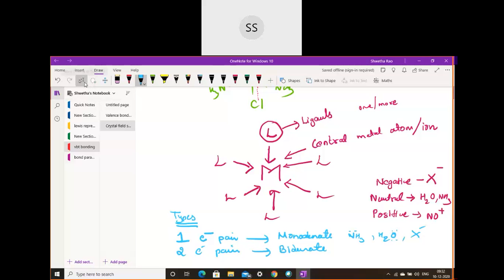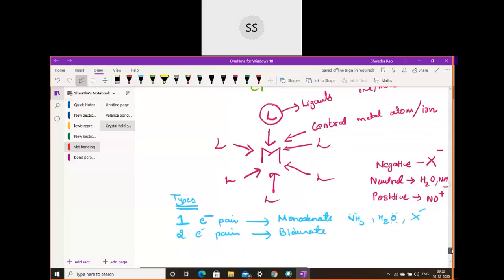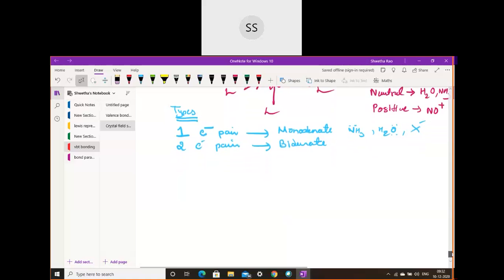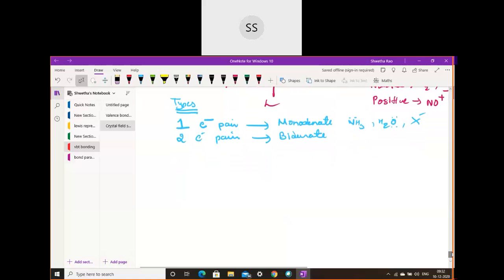Yes, you can write denticity. Denticity is the number of ligating groups present in the ligand. So here the denticity is 1. Denticity means the number of ligating groups which are directly attached to the metal. So in this case it is 1. Correct. Here in the bidentate case the denticity is 2, because they are able to donate 2 electron pairs.